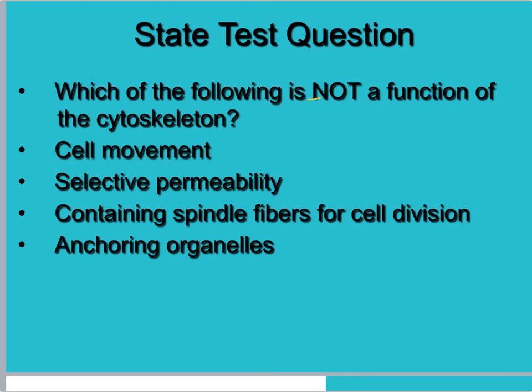Which of the following is not a function of the cytoskeleton? So we mentioned cell movement, selective permeability, containing spindle fibers for cell division, or anchoring organelles. So which one of these did we not mention? I'm sorry. The question is not. So which one of these did we not mention? So it's going to be selective permeability.